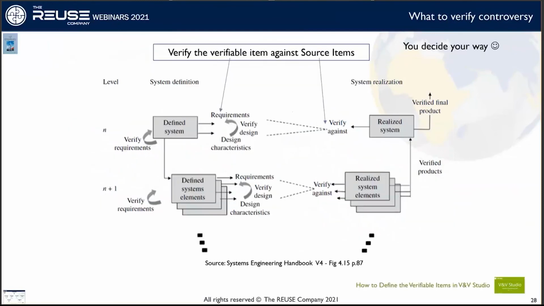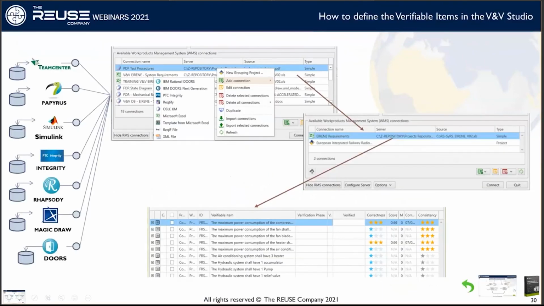For us, you decide what you would like. So as a tool vendor, we are going to provide you the means to decide which are the verifiable items. If you want to verify the system against requirements, you define that the verifiable item is the system. If you want to do it on the requirement, you define that the verifiable item is the requirement. And in which way are we going to do it? Just by allowing you to define connectors to the elements that you would like to verify.